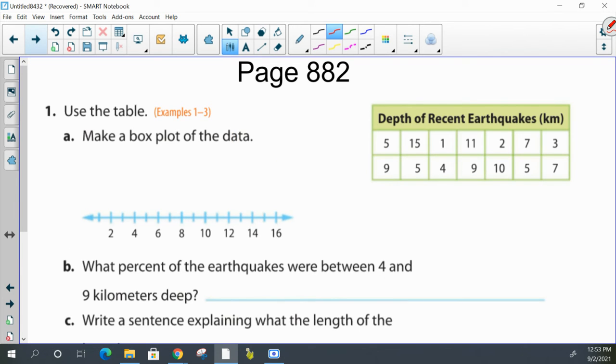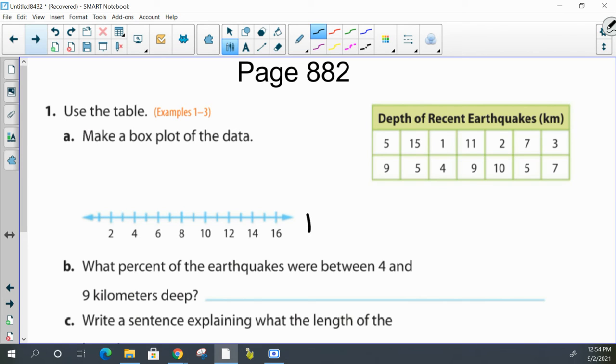Turn to page 882. This is going to be just like your homework, so we're going to do it together, and then I'm going to hand out your worksheet. It is not in your book. Okay? It says make a box and whisker plot of the data. Here is your data. What's the first thing you have to do with those numbers? Put them in order like we've always been doing.